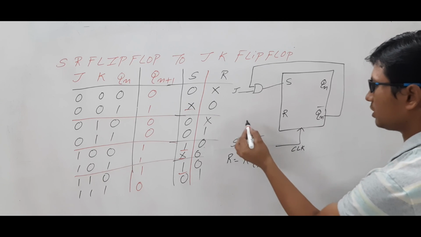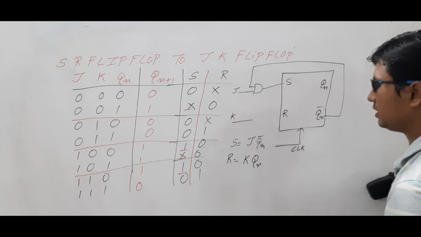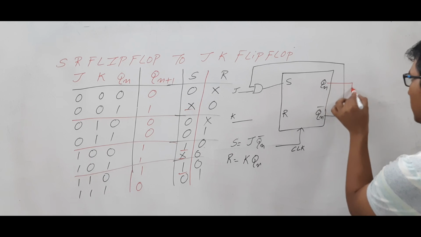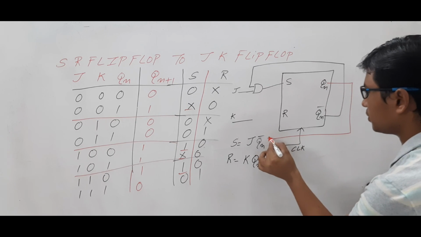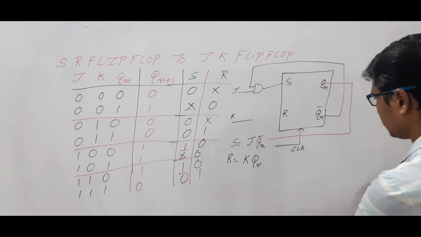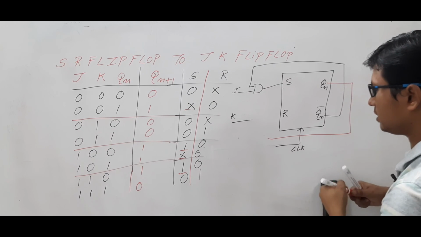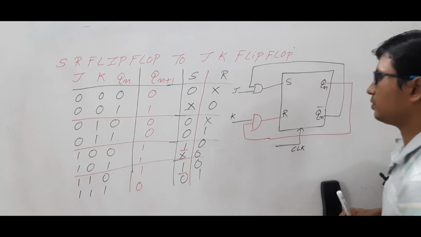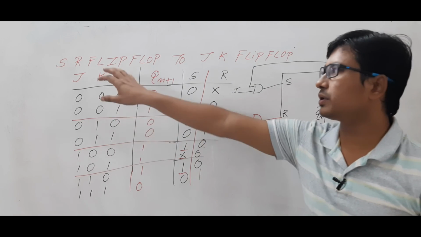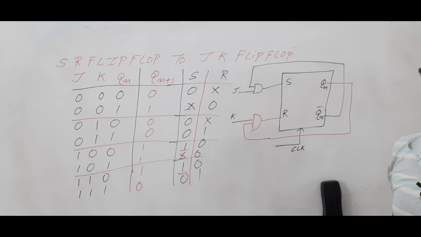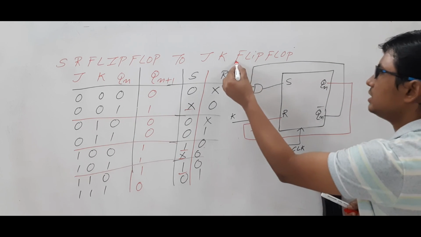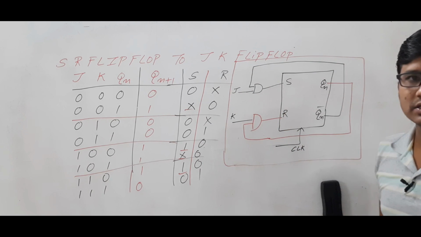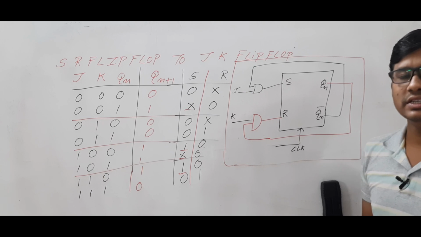Similarly, R is equal to, take K as an input and Qn is the other input. Let me erase this so that you will understand. Apply the AND gate between them and connect to R. So this is the way we have to convert the SR flip-flop to a JK flip-flop. So now this total one is the JK flip-flop. So we have taken the SR flip-flop and we converted it into a JK flip-flop.